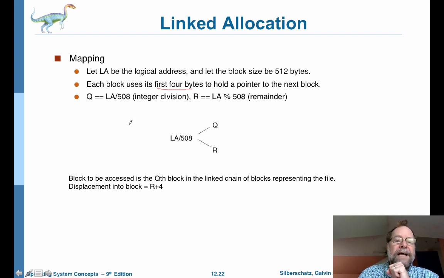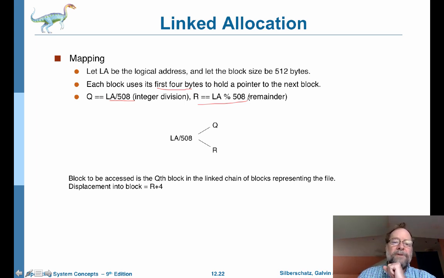So if we take the logical address and we want to convert it to the physical address, we have to divide by 508, and that'll give us a number Q, which is the Qth block that we're trying to access in the file. And then, as before, a remainder, the modulus operation here, should give us an offset within that block to get to the particular byte we're trying to access.